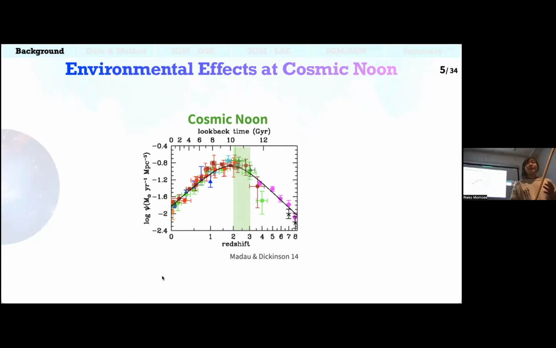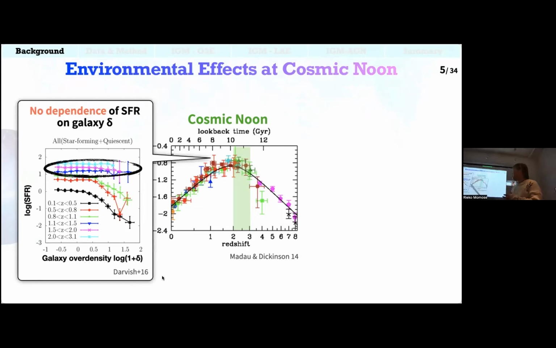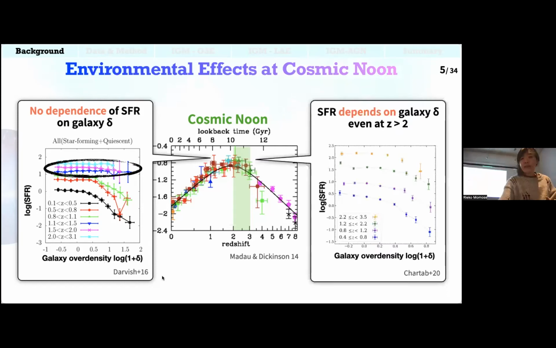Some studies have suggested that the internal process plays a dominant role. For instance, Darvish et al. examined the star formation rate against galaxy overdensity for several redshift bins colored in different colors, and showed that the star formation rate beyond redshift 1, marked by this black circle, is independent of galaxy overdensity. In contrast, other studies have observed an environmental effect. According to Hayashi et al., there is a decline of star formation rate with galaxy overdensity, even at redshift 2, as highlighted in orange and green colors.